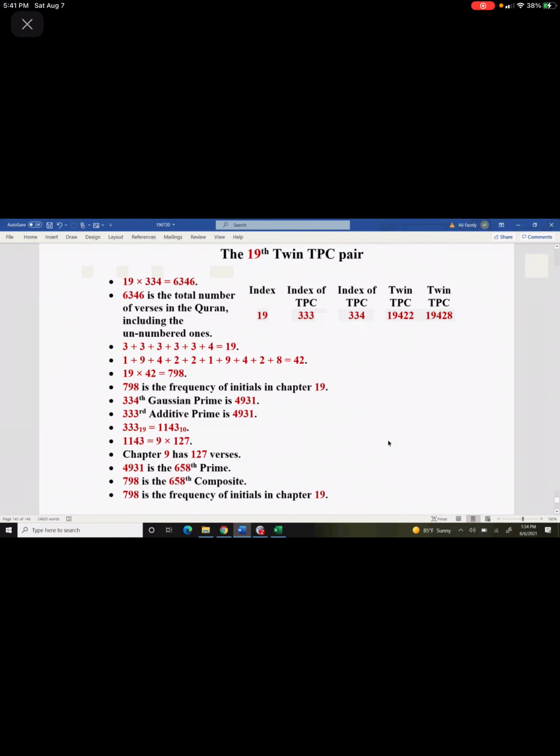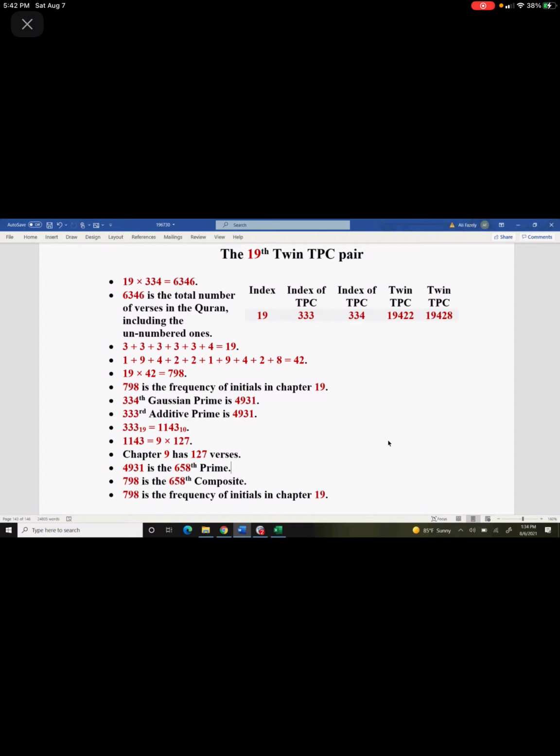Okay. So last week I told you that my computer crashed and I could not save it. So this week I went back to that and added some other stuff that I meant to talk about and forgot last time. So I want to talk about this 1920 TPC pair.